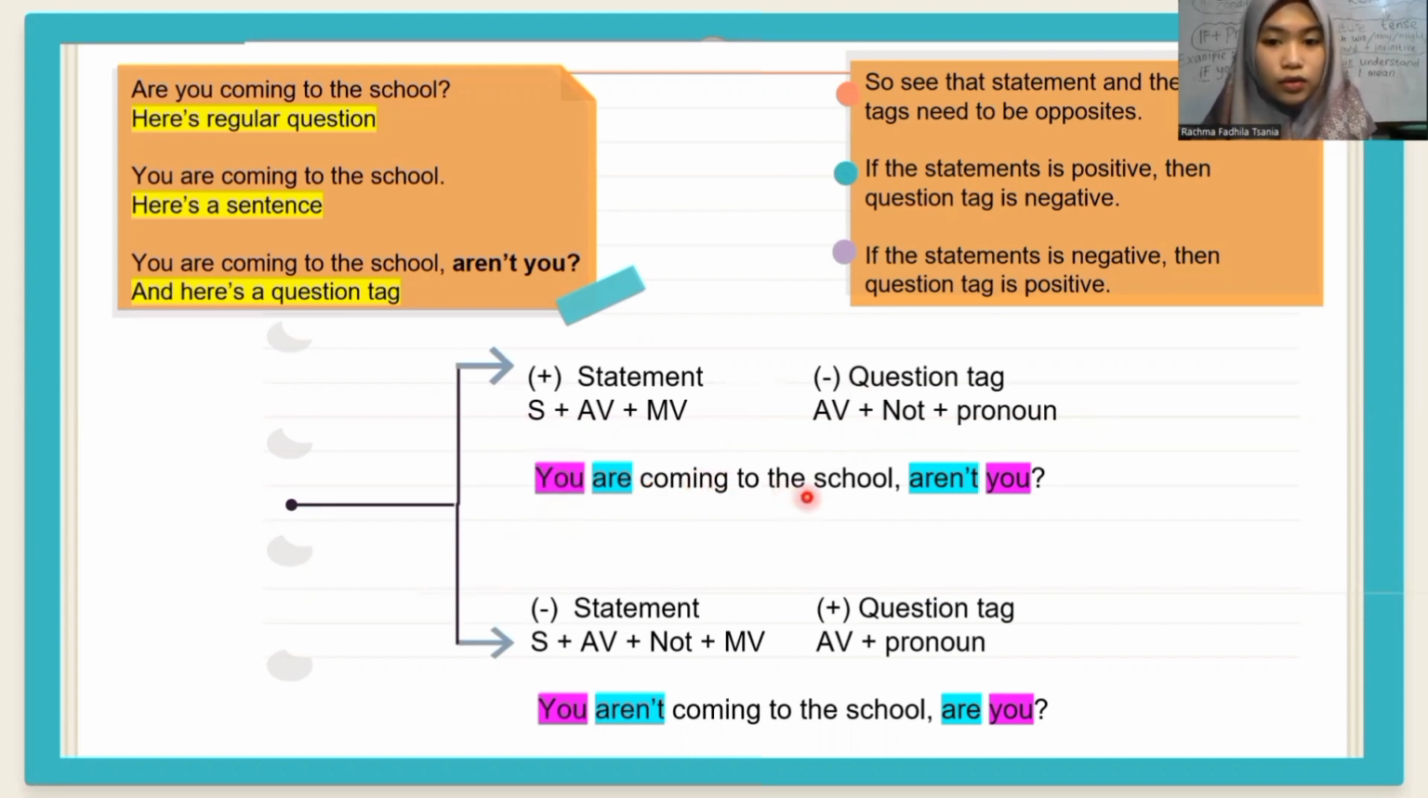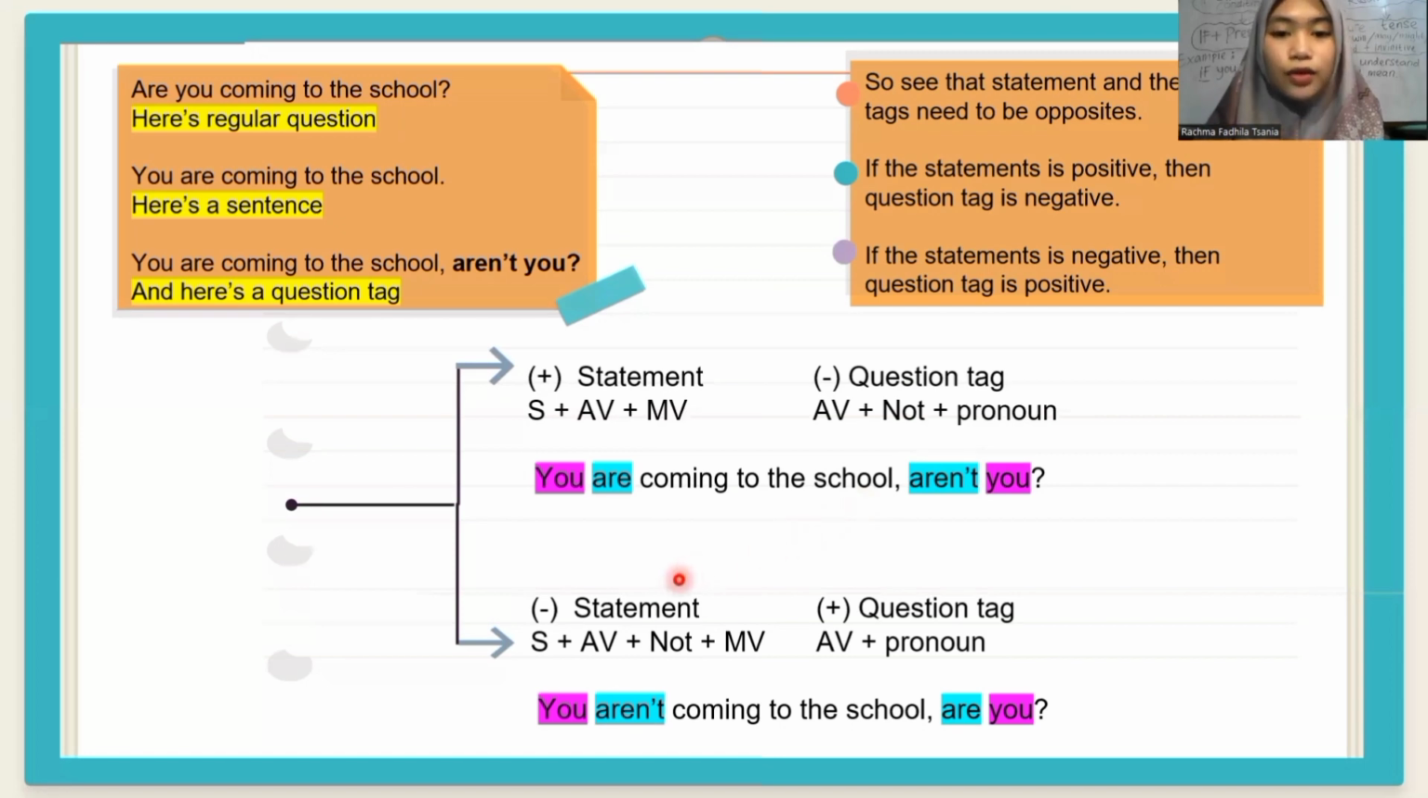You are coming to the school, aren't you? You is the subject, are is the auxiliary verb, and coming to the school is the main verb in the statement. For the question tag, aren't you: are is the auxiliary verb plus not, and you is a pronoun. We have a personal pronoun which matches the subject. We have a negative, we have not.